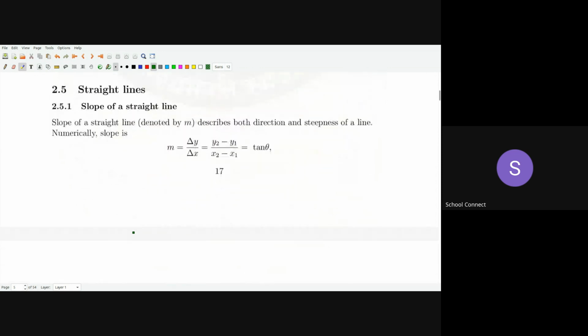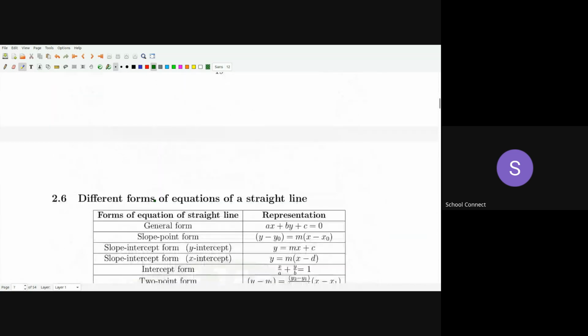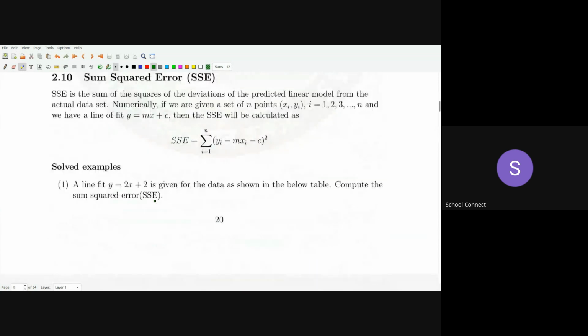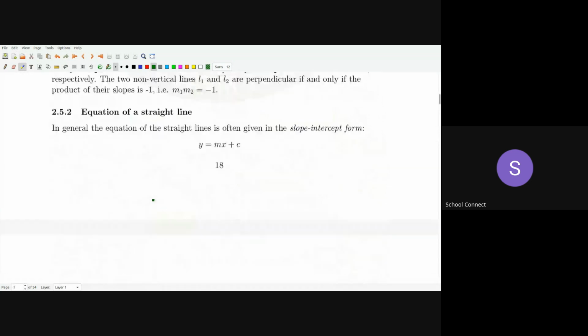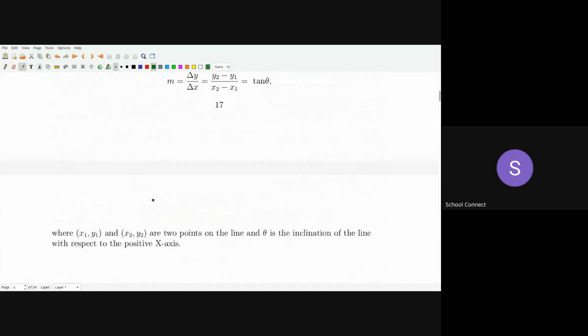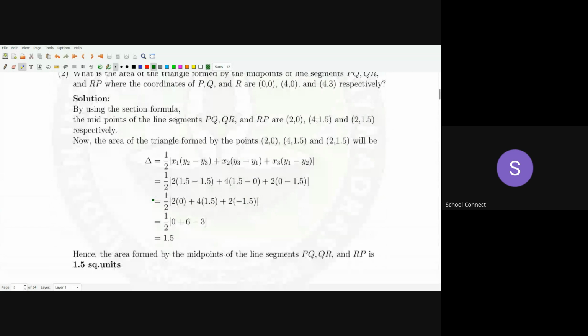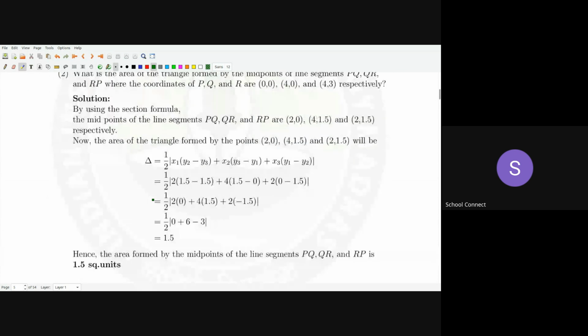Okay. So the next topic, 2.5, is straight lines. Maybe on Saturday we will start discussion on the slope, all these things, different forms, parallel, perpendicular. Finally, we will talk about sum squared error. The only difficult concept in this whole thing for you would be sum squared error. So maybe we will focus more on the sum squared error than sticking to the starting phase like slope and all those things.